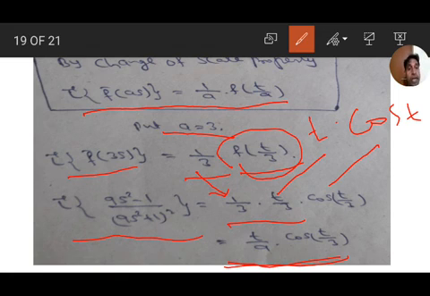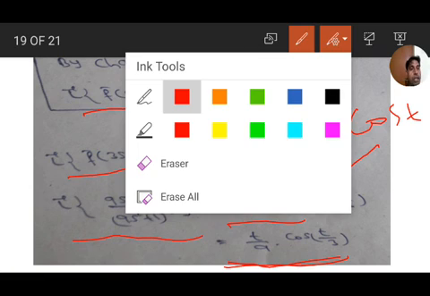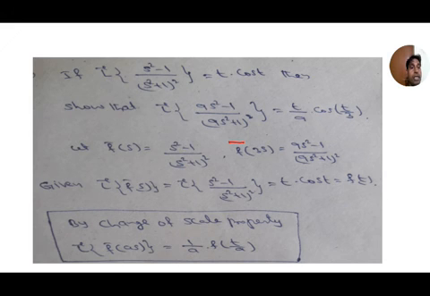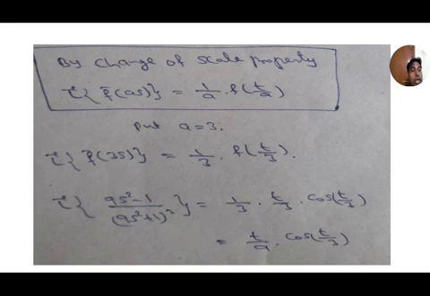So L inverse of (9s square minus 1) by (9s square plus 1) whole square equals, as given, t by 9 into cos t by 3. Here also we got t by 9 into cos t by 3.